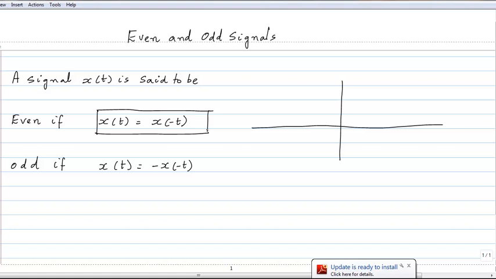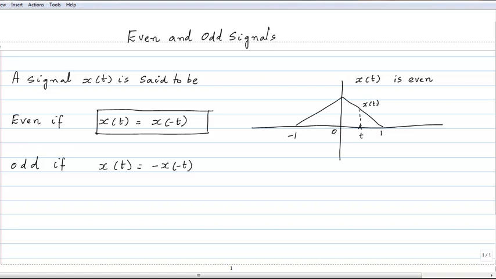If x of t has to be equal to x of negative t, then if I take a signal and flip it about the y-axis, it has to be exactly the same as the signal. So for example, if I have a signal which looks like this, then you can mathematically verify that if I pick any value of t here and observe the value of x of t at this point, it's exactly the same value taken by x of t at t equal to negative t.